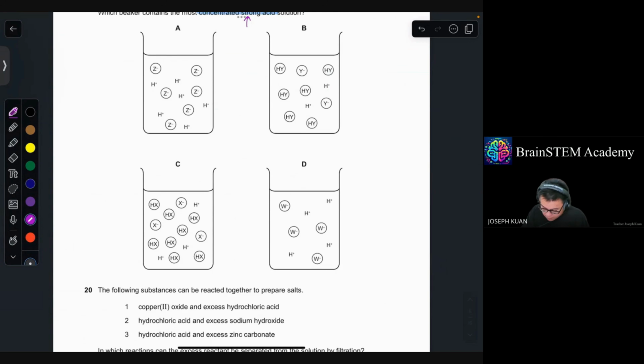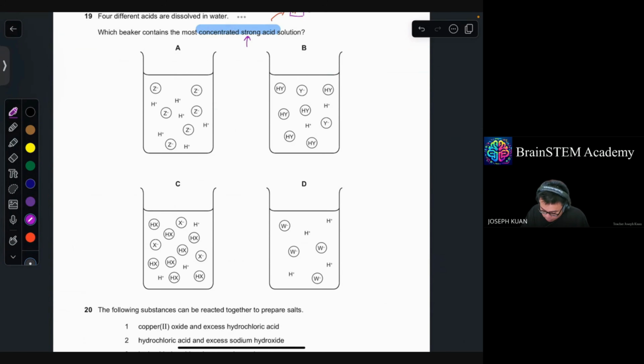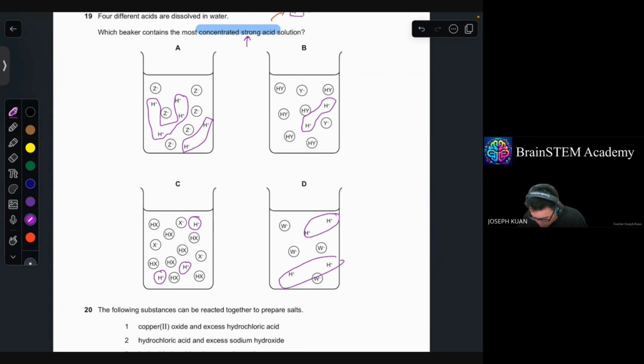So let's count them. In A, there are 6 hydrogen ions. In B, there are 2 hydrogen ions. In C, there are 3 hydrogen ions. For D, there are 4 hydrogen ions. So among all of these, it should be A that has the most hydrogen ions, which makes it the most concentrated strong acid solution.